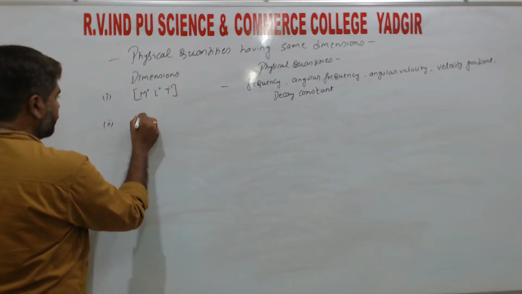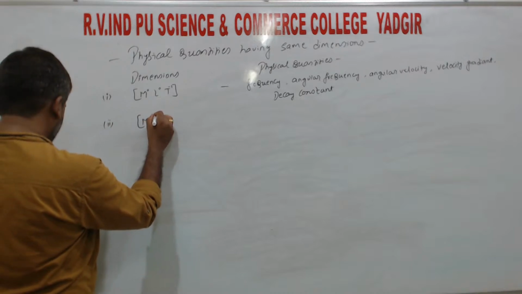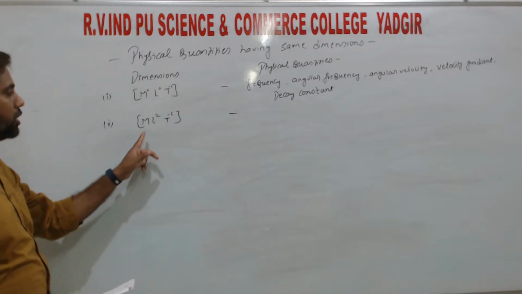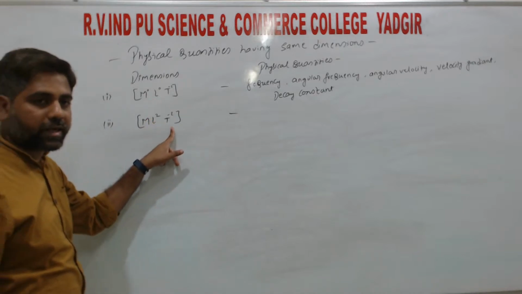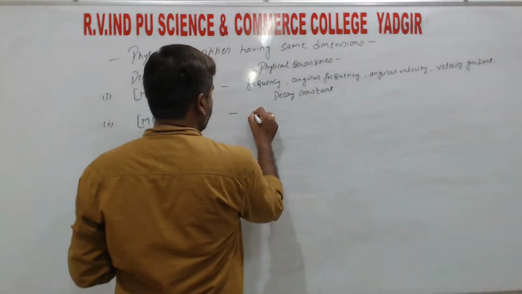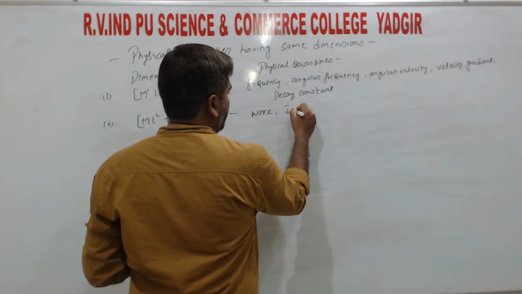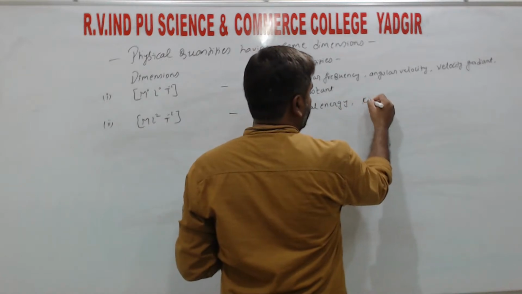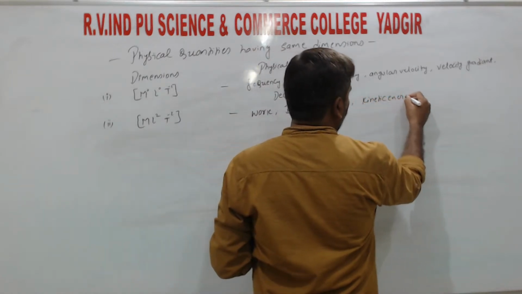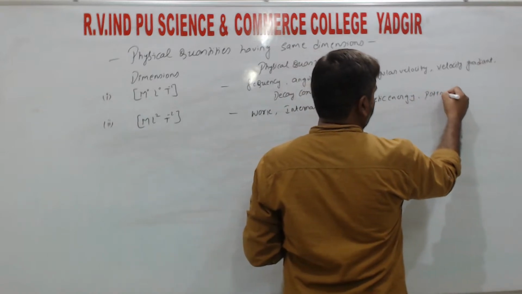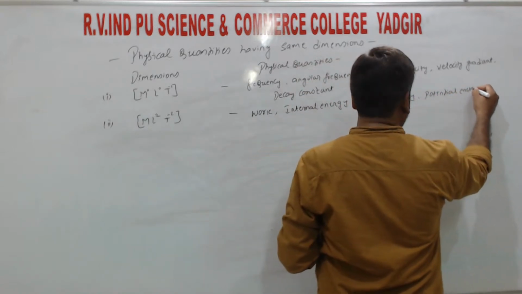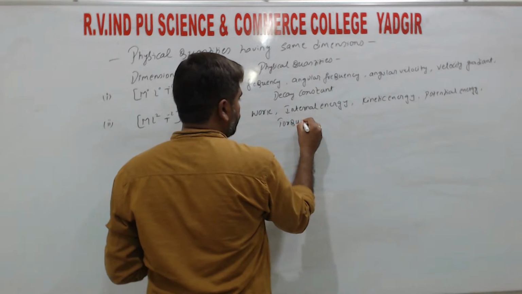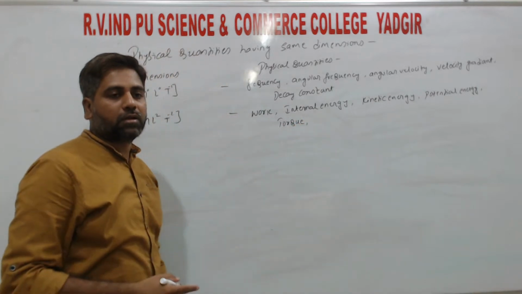So the second one is M L square T power minus 2, right? So that is kg meter square per second square. So this is for the work, internal energy, kinetic energy, potential energy. So the next is torque. Torque is rotating force. So what we call torque is rotating force.